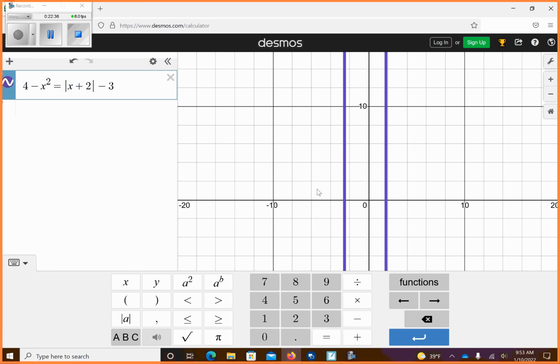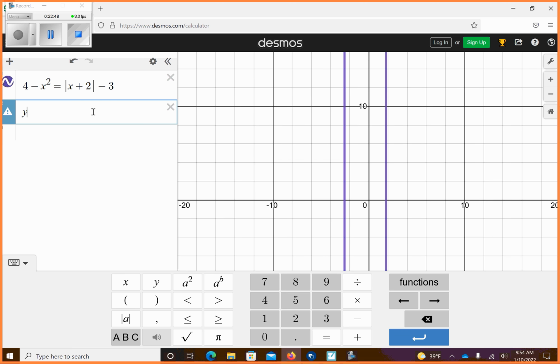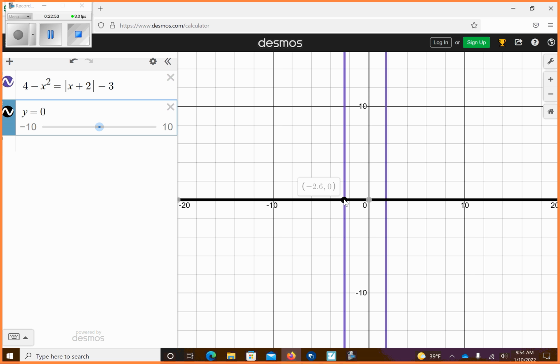Okay, so we plugged it in, and we see this. It's not letting me highlight anything right now. So maybe let's type in y equals 0, and then maybe this will let us do it. Yep, it will. Okay, negative 2.56 and 1.76. Now, how might we make this better?